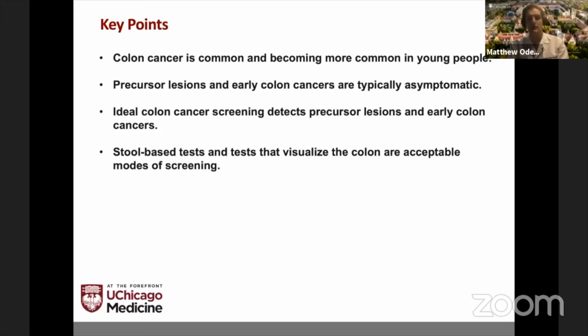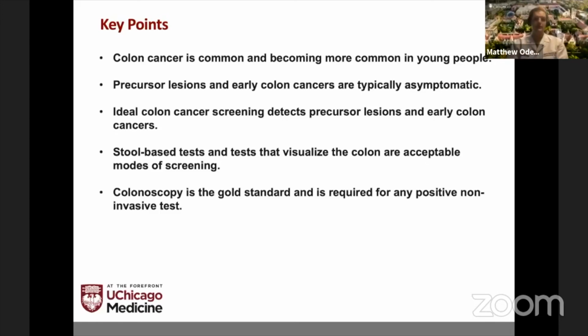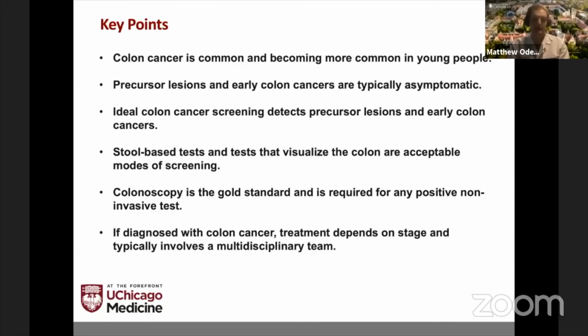You just need to know the drawbacks and benefits of each one of the tests before undergoing that test. For the time being, colonoscopy is the gold standard screening test, and it's required for any positive non-invasive test. And if diagnosed with colon cancer, the treatment really depends on the stage of colon cancer and typically involves a multidisciplinary team of oncologists and surgeons to treat you the best you can.